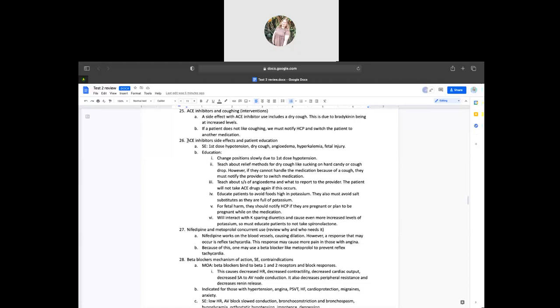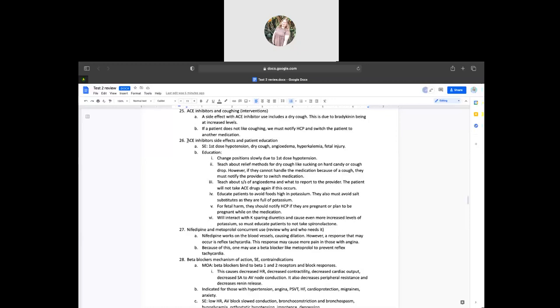Some education points we need to talk to our patients about when using ACE inhibitors is to change position slowly due to first dose hypotension. We don't want that patient passing out on us or falling. Those relief methods that I taught earlier, remember, sucking on hard candy or cough drops. But if they can't handle that medication because of the cough, they must notify the provider to switch that medication.